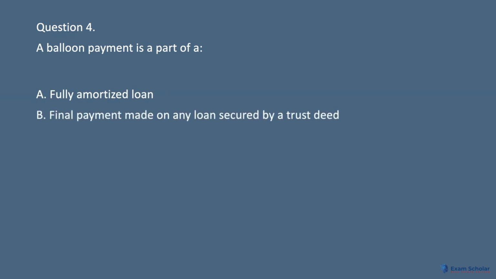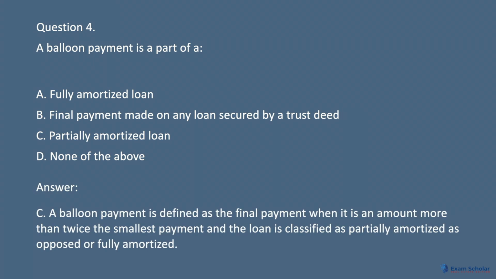Question 4. A balloon payment is a part of A. Fully amortized loan. B. Final payment made on any loan secured by a trust deed. C. Partially amortized loan. D. None of the above. Answer C. A balloon payment is defined as the final payment when it is an amount more than twice the smallest payment and the loan is classified as partially amortized as opposed to fully amortized.